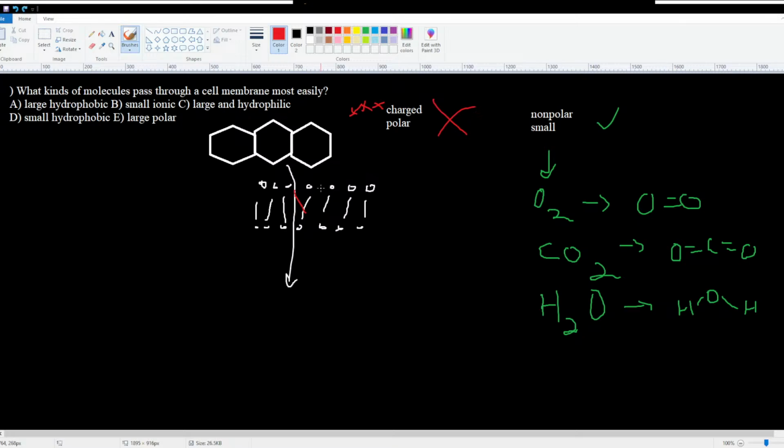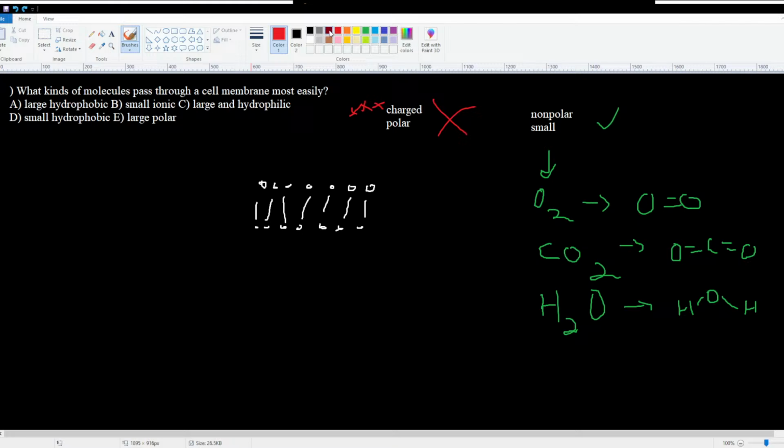That isn't to say that it won't pass through at all, but because it's still nonpolar, this molecule is going to pass through, but not as efficiently. It's not going to pass through very effectively because we're fitting such a large molecule into such a small gap.